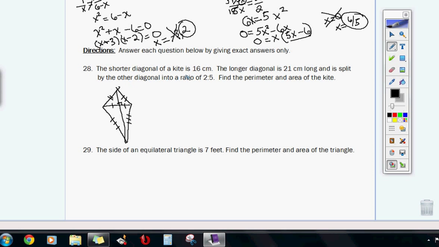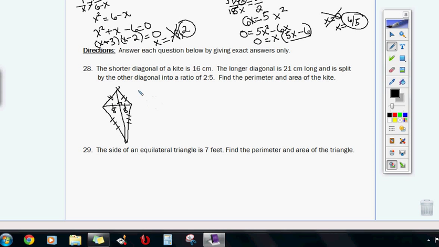So the shorter diagonal of a kite is 16 centimeters long. The longer diagonal is 21 centimeters long and is split by the other diagonal into a ratio of 2 to 5. So I can see here that this is going to be 8 and this is going to be 8. My shorter diagonal here is going to be split into 2 equal parts, which is 8 and 8.